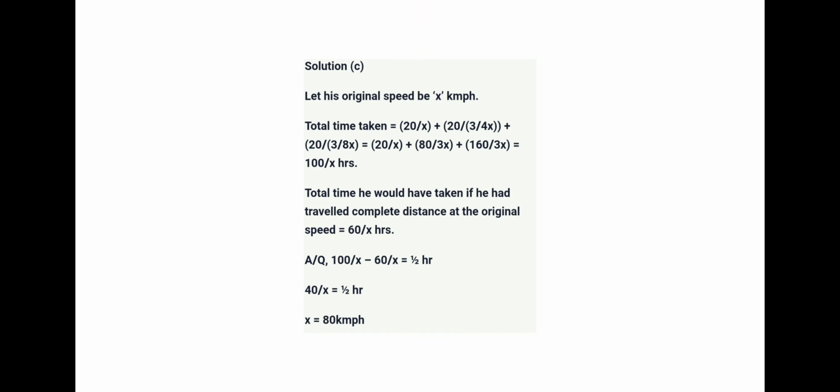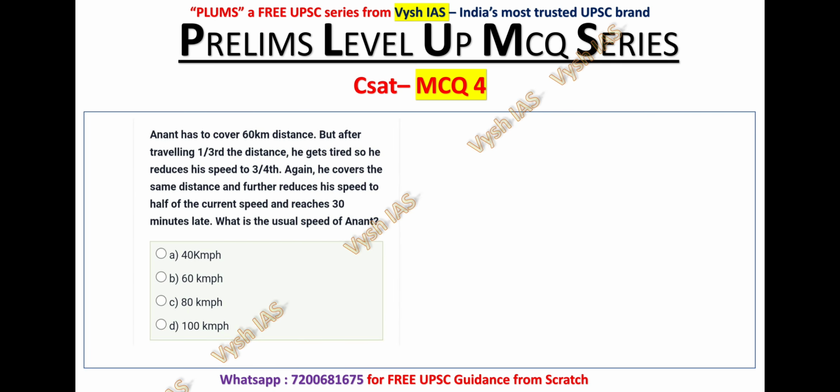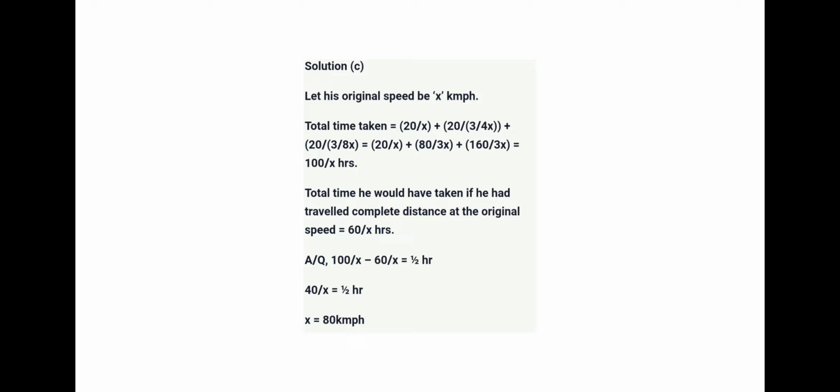Now let's solve MCQ number 4. Anand has to cover 60 km distance, but after traveling 1/3 of the distance, he gets tired, so he reduces his speed to 3/4. Again, he covers the same distance and further reduces his speed to half of the current speed and reaches 30 minutes late. What is the usual speed of Anand?